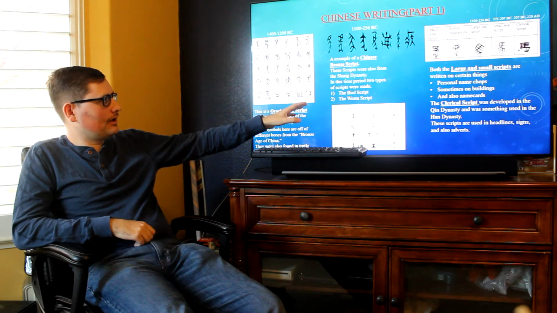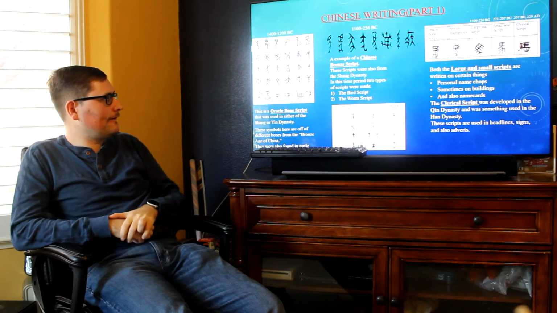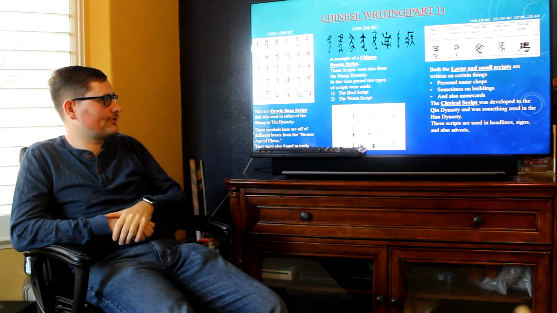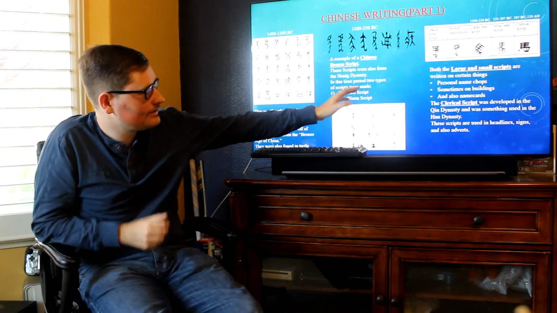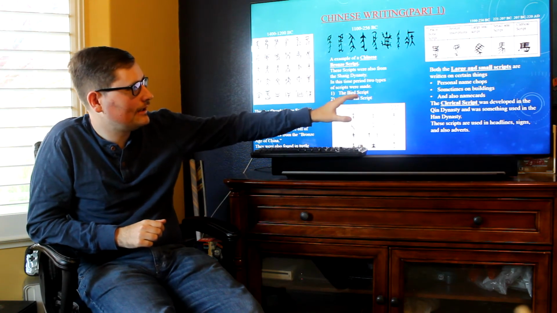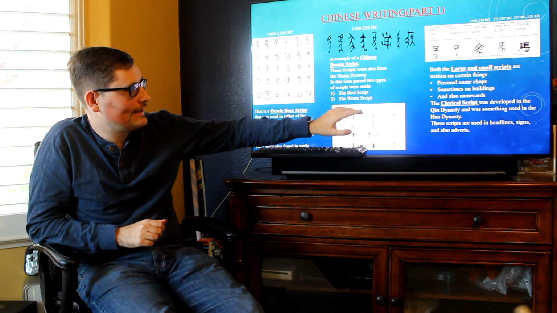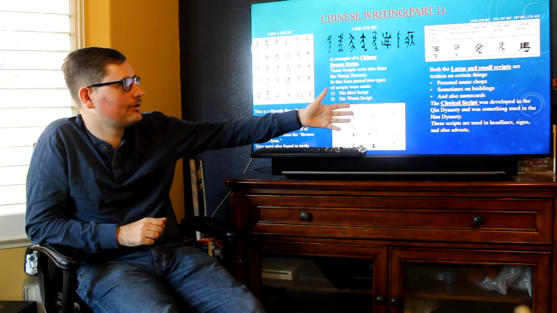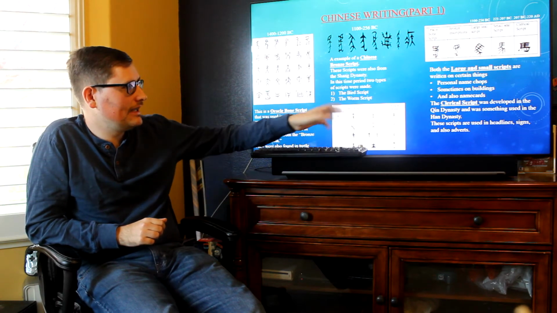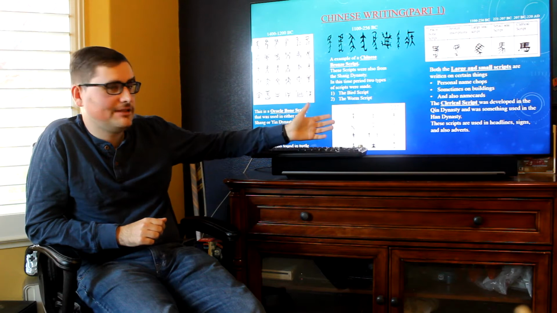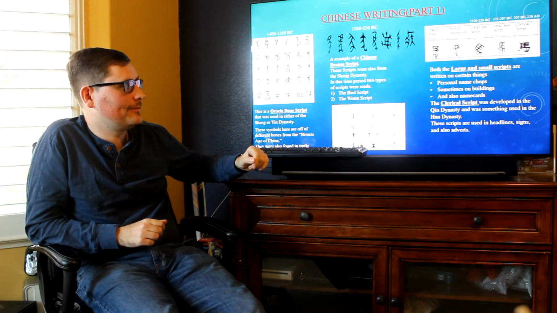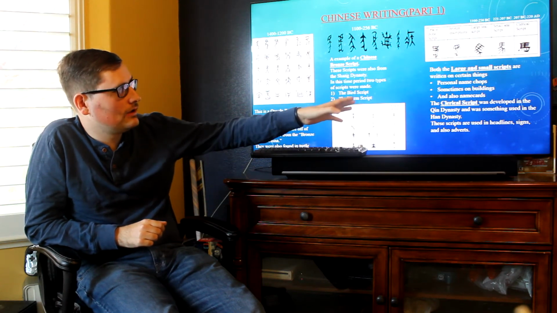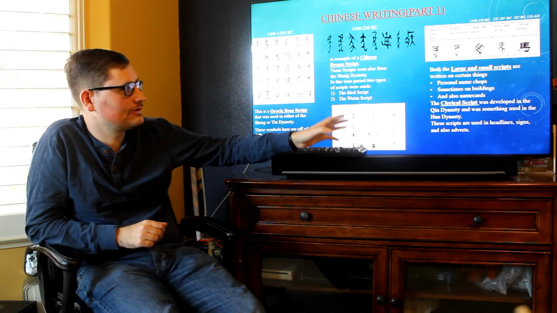They had other scripts that were going on, not just the bronze script. There were the bird scripts and then the worm scripts. And then we can see here on the right side we have other scripts, the large and small scripts, and what they were really used for. Personal name chops, sometimes even on buildings they were written, and they were also written on name cards. And then the next one that happened was circle scripts.